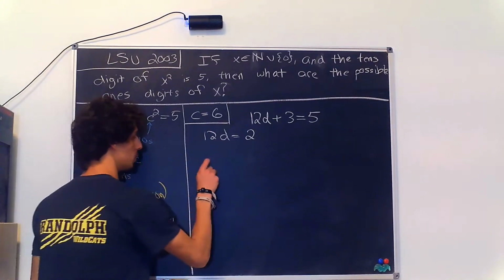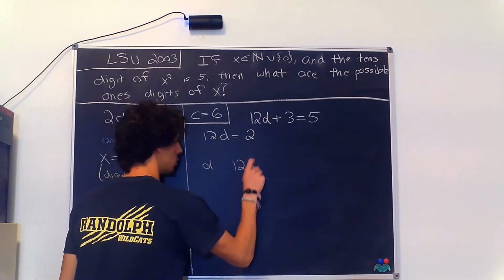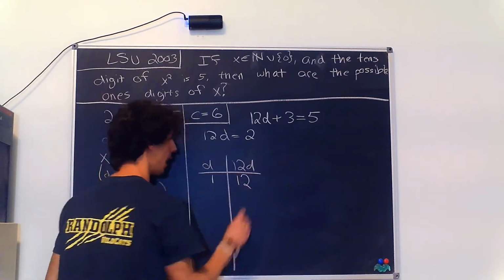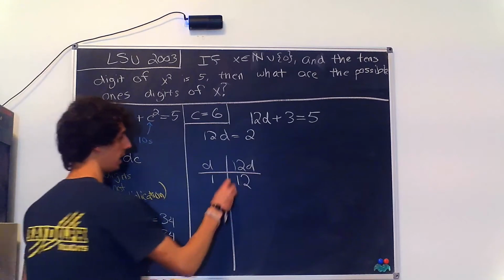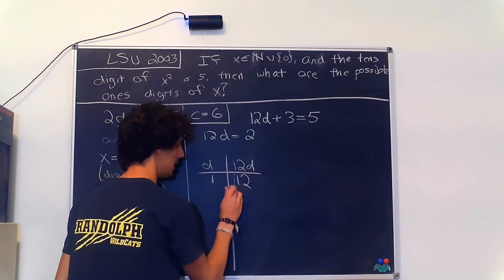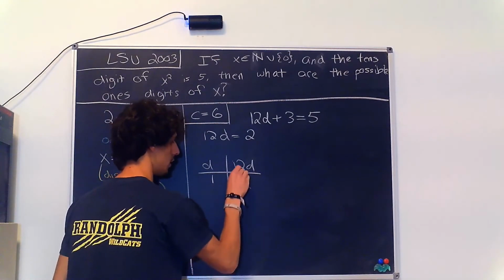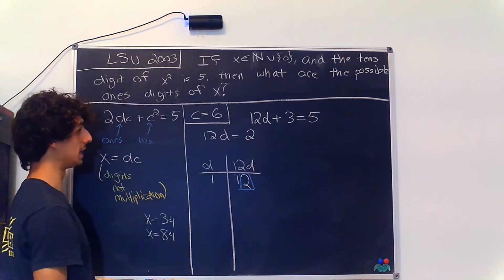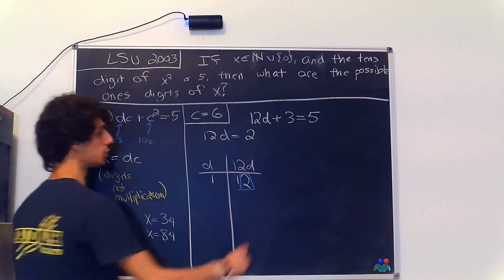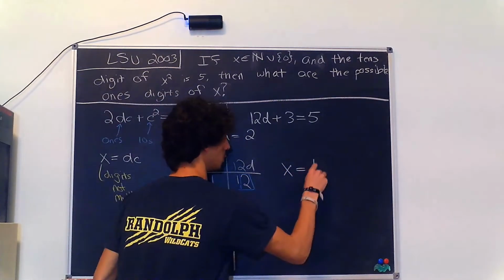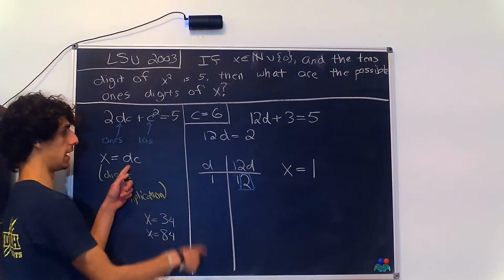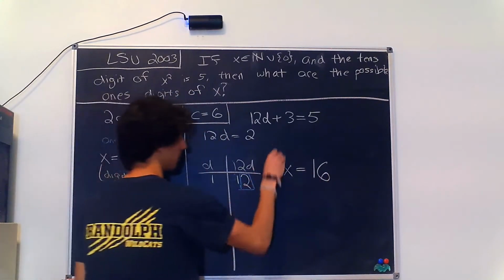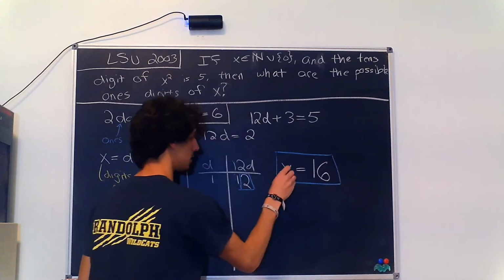So we want to make a chart again, d and 12d. So when d is equal to 1, this is equal to 12. But this satisfies what we're talking about because the ones digit here is equal to 2, which is exactly what we want over here. So this solution gives us x equals 1, that's from this d right here, and 6. So that is one solution that we get from the c equals 6 case.